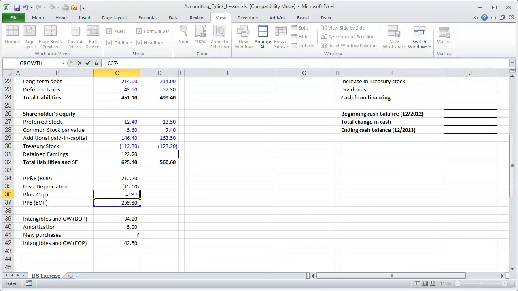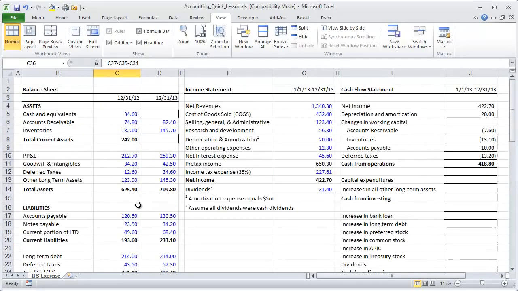We take the end of period balance, minus the negative depreciation, minus the beginning of period balance. What we arrive at is, if the PP&E at the beginning of the period started at 212, it went down by depreciation of 15, and it ended at 259, then by definition CapEx must have been 61. And so we scroll back here and we can reference that number.